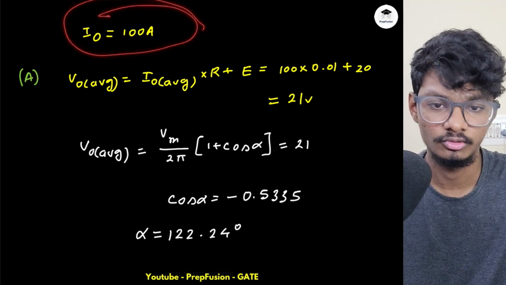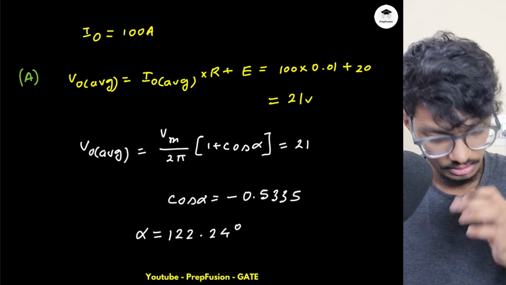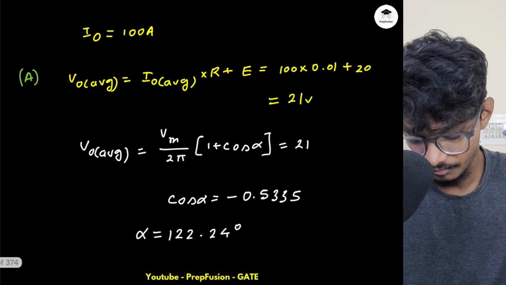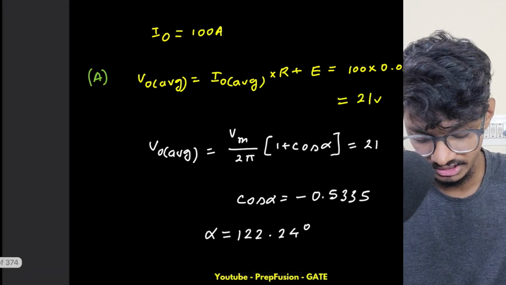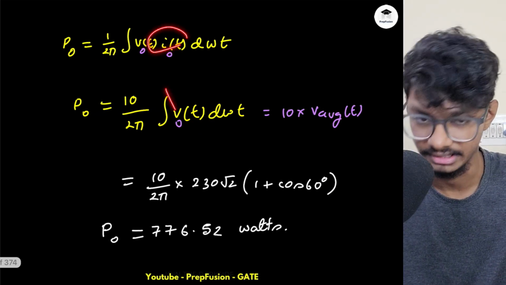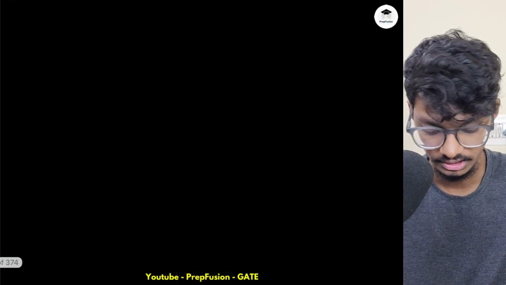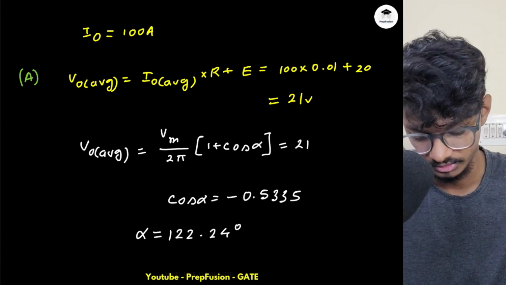Whenever this current is constant, your power will become simply VO average into IO average. You can cross verify, I will show you. Because this is constant, I can take it outside the integration just as I did here, so that's why it becomes that. It is not always the case. Only when the power is constant can we do this, so just be careful about this.